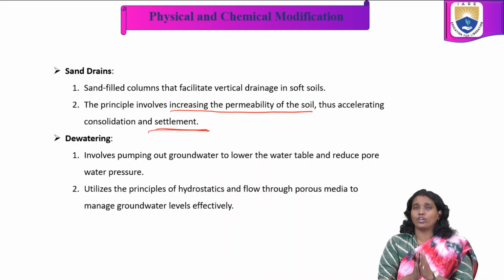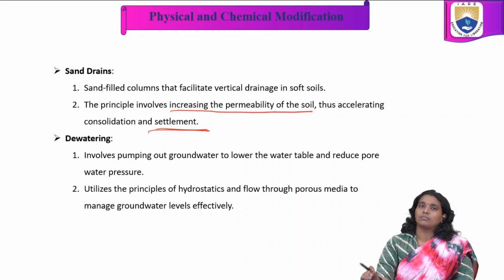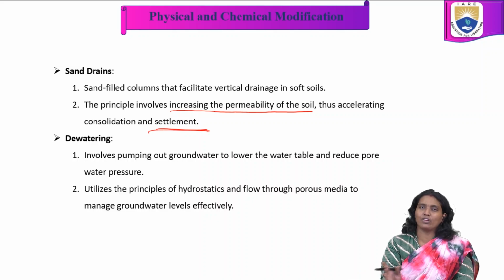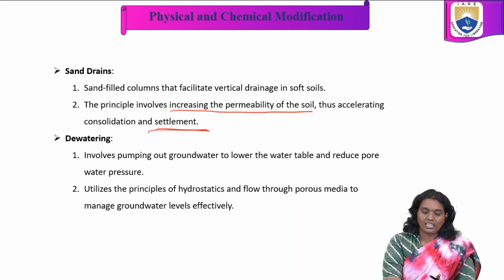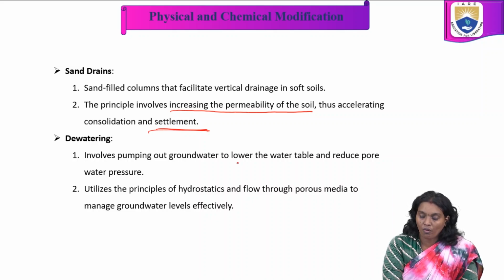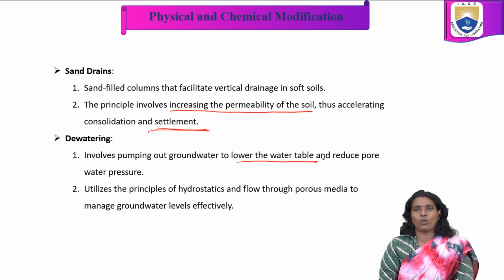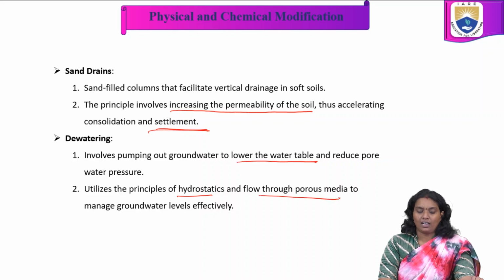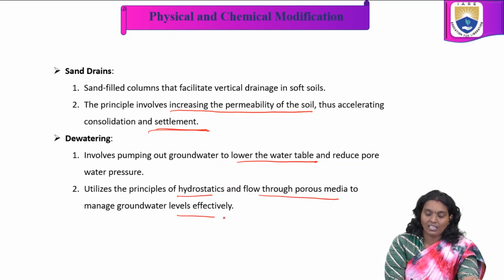finally we are going to reduce the water content, moving towards how much water content is required, and whatever the excess is there, we are going to remove in that modification technique. So one of the things is that dewatering involves pumping out groundwater to lower the water table and reduce the pore water pressure. So it utilizes the principles of hydrostatics and flow through porous media to manage groundwater levels effectively.